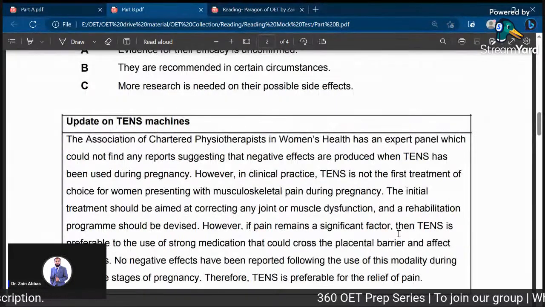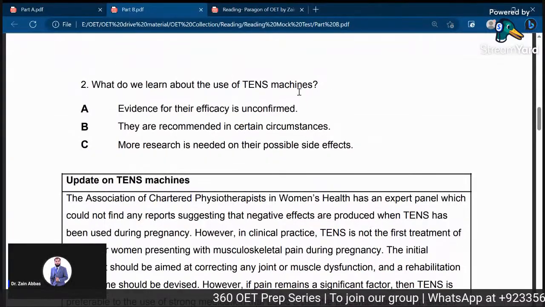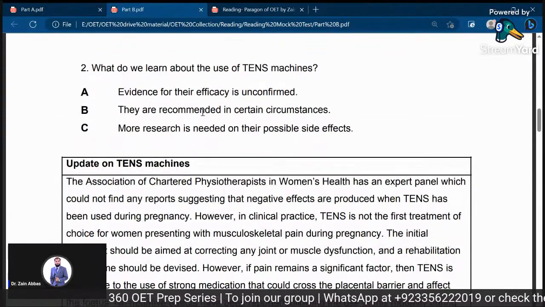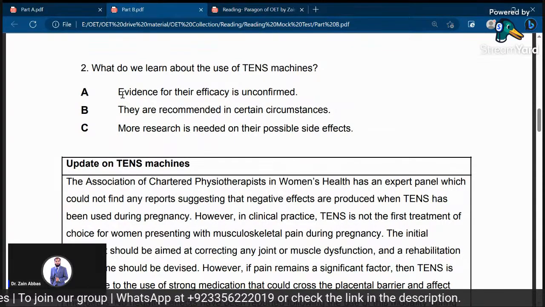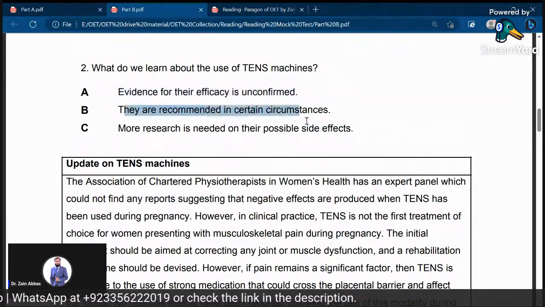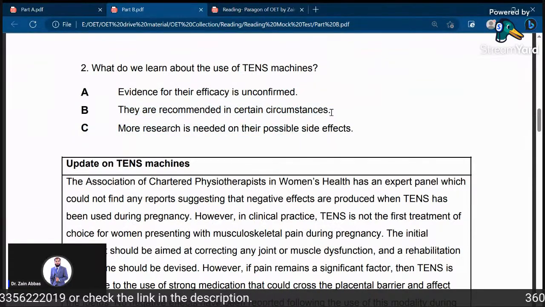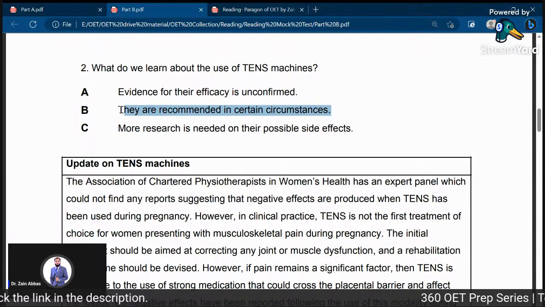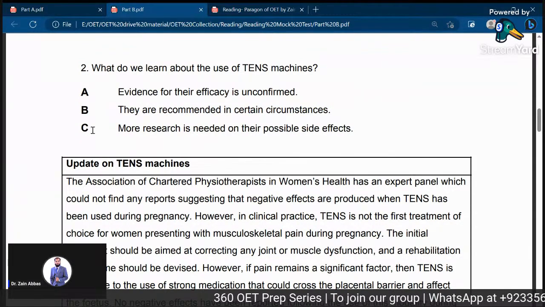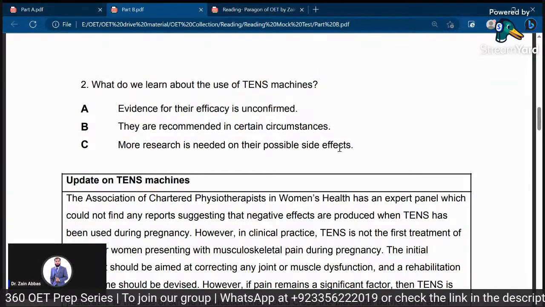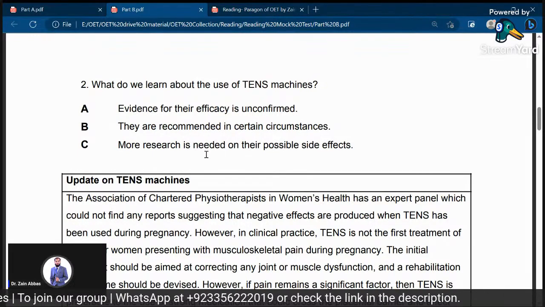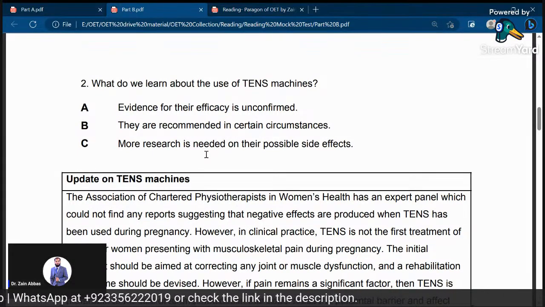So I have been well aware that the use of the TENS machine is, let us see the options. Evidence for the AVK case is non-confirmed. No. They are recommended in certain circumstances. Yes, it is the most appropriate here, but I can select it without checking the last option. More research is needed on the possible side effects is not the right option here. So this is the second question.